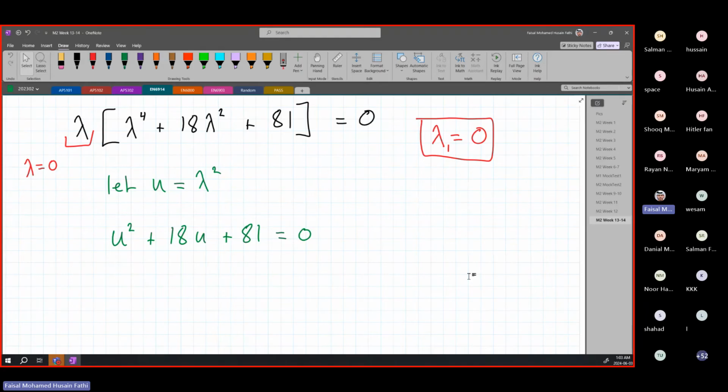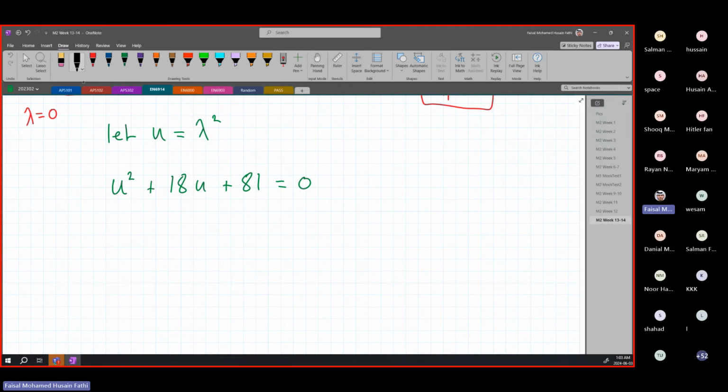Now, we can solve this quadratic very easily. You can use the quadratic equation formula, you can use factoring, you can use whatever. For this one time, I will use the quadratic formula. All right. So our coefficients are 1, 18, and 81.